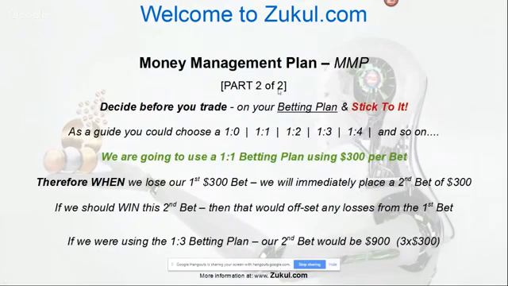Part 2 of the money plan is our betting plan. Okay, so we know how much we're going to bet. We need to now decide before we trade what our betting plan is, and then again we stick to it. Again, as a guide, we've got some numbers here and I'll explain what they are. So you've got 1, 0 here. That basically means that you're going to place one bet, and if it wins, great, but if it doesn't win, then nothing happens. You'll wait for a new signal, or you'll wait for a new event.